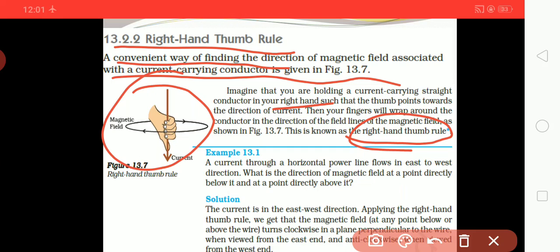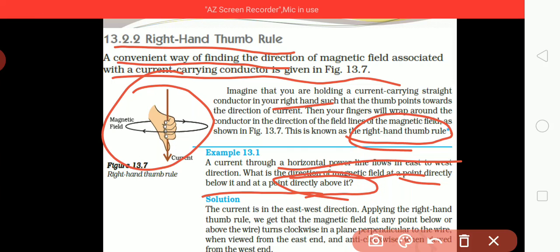Here you can see that the current is in a horizontal power line, from where? East to west direction. What is the direction of the magnetic field at a point directly below it and at a point directly above it? Two conditions are there. The current is in the east to west direction.